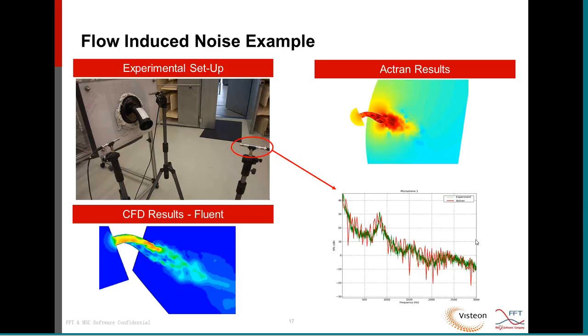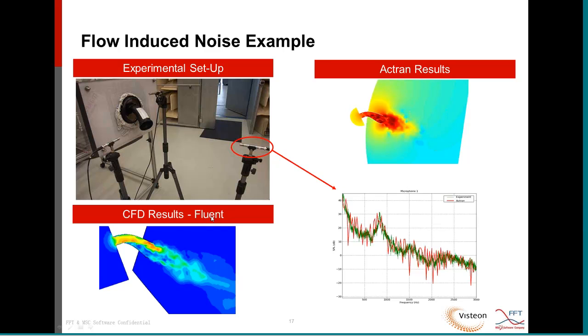So on this slide, we are showing a validation of the flow-induced noise, and it was a project that Visteon performed a couple of years ago. Visteon is an automotive supplier that makes air conditioning systems. In this problem, we are interested in the turbulent noise created by this duct.